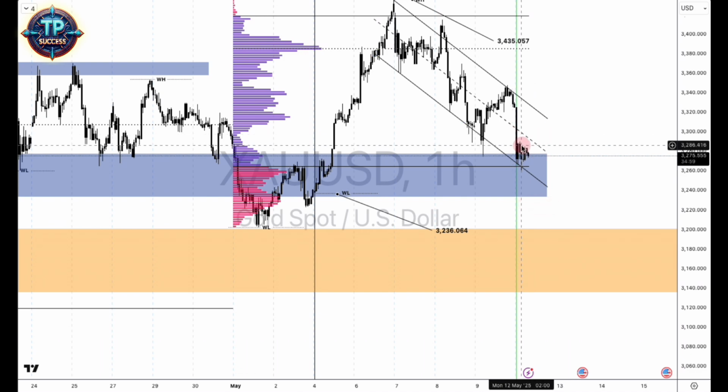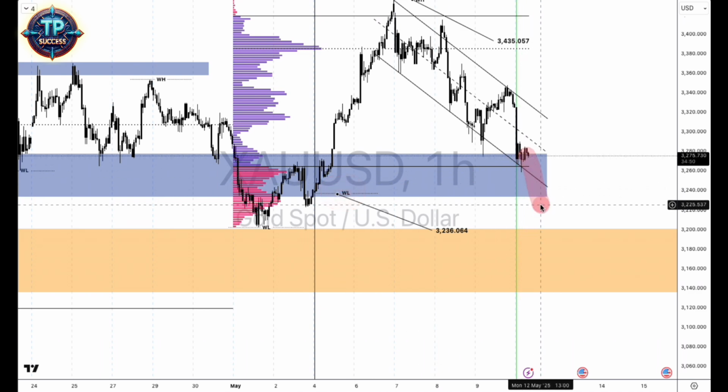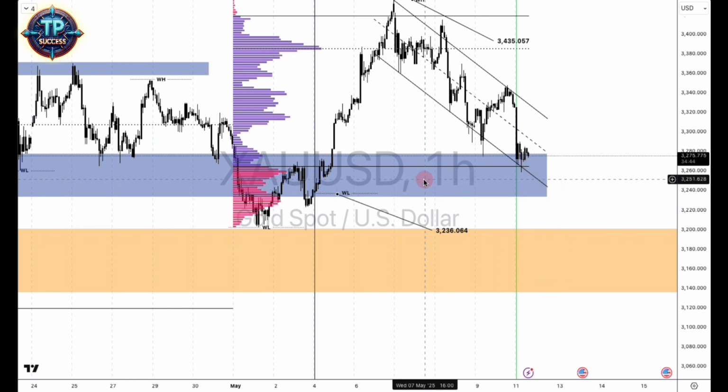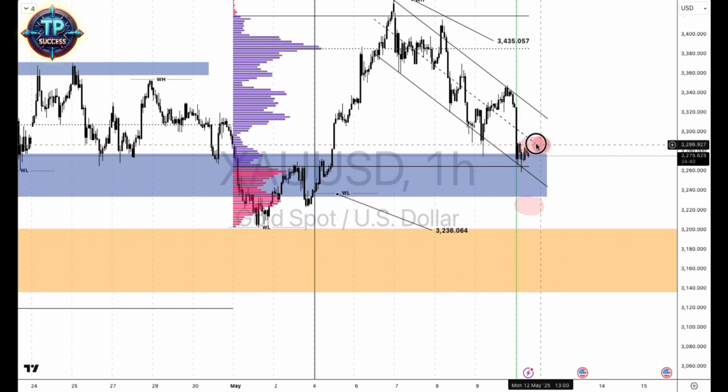Now, price is close in proximity to this particular level. So the probability of price coming below this level, in my opinion, is quite high. But your launch pad as to what you want to do, you have to be looking at this area over here and this area over here.